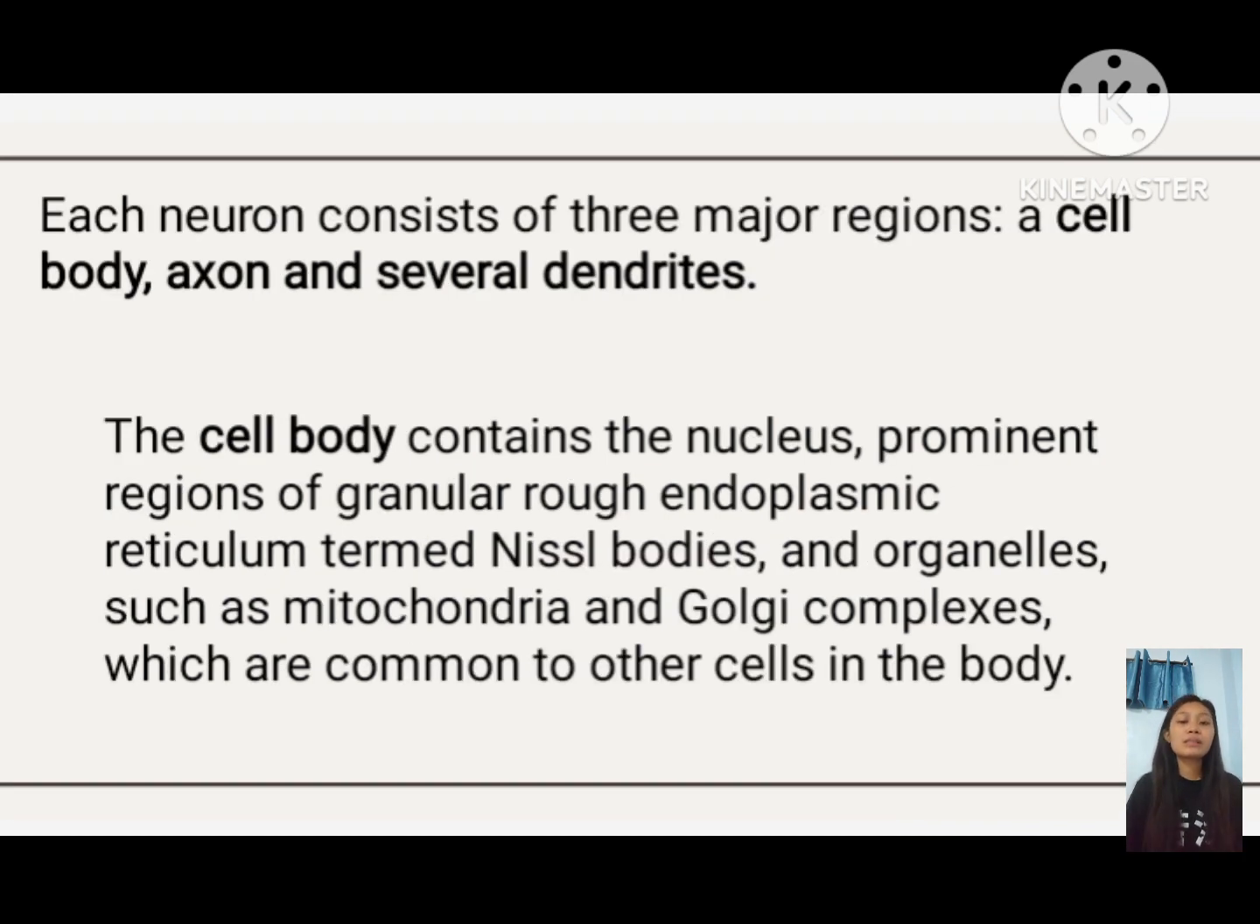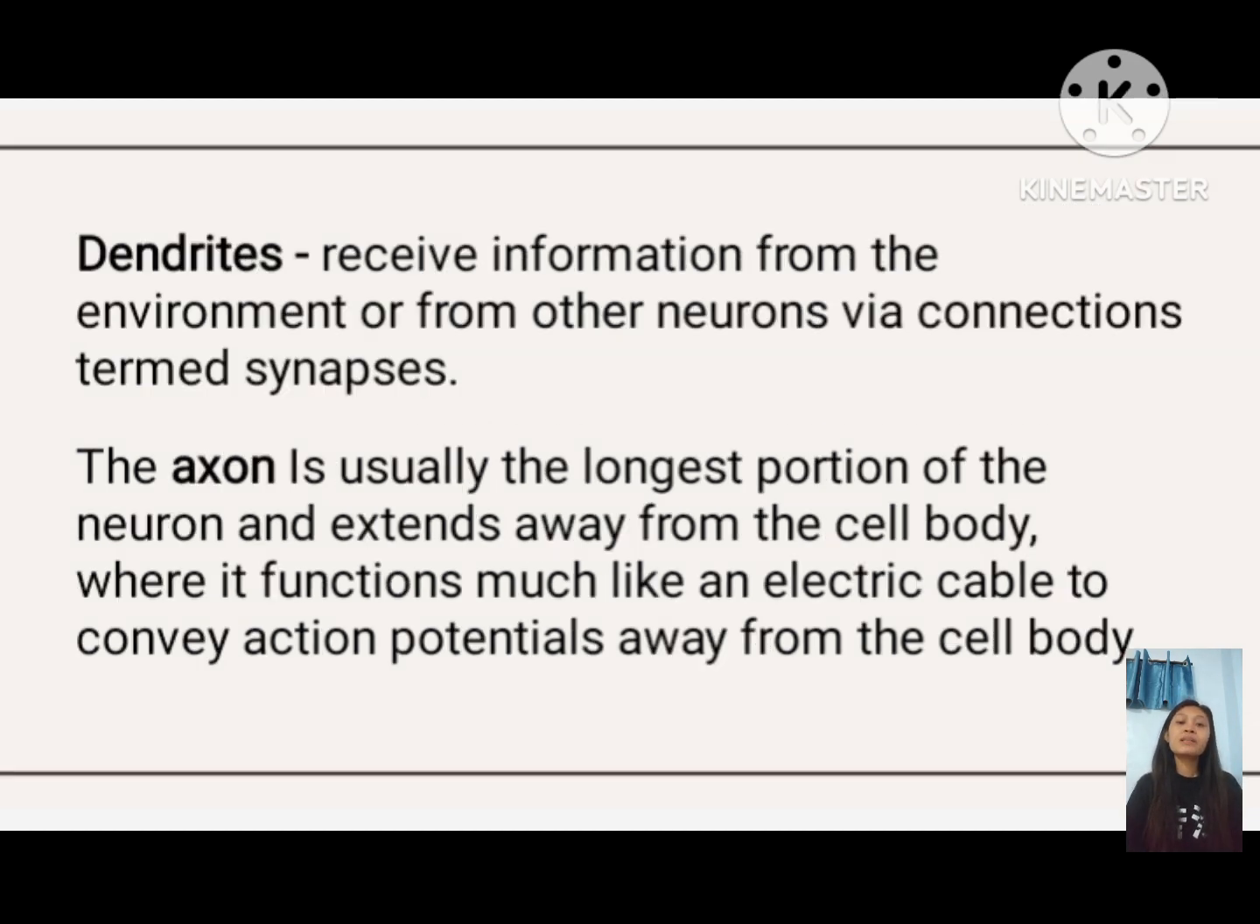So each neuron consists of three regions: a cell body, an axon, and several dendrites. The cell body contains the nucleus, a prominent region of granular rough endoplasmic reticulum termed Nissl bodies, and organelles such as mitochondria and Golgi complexes, which are common to other cells in the body.